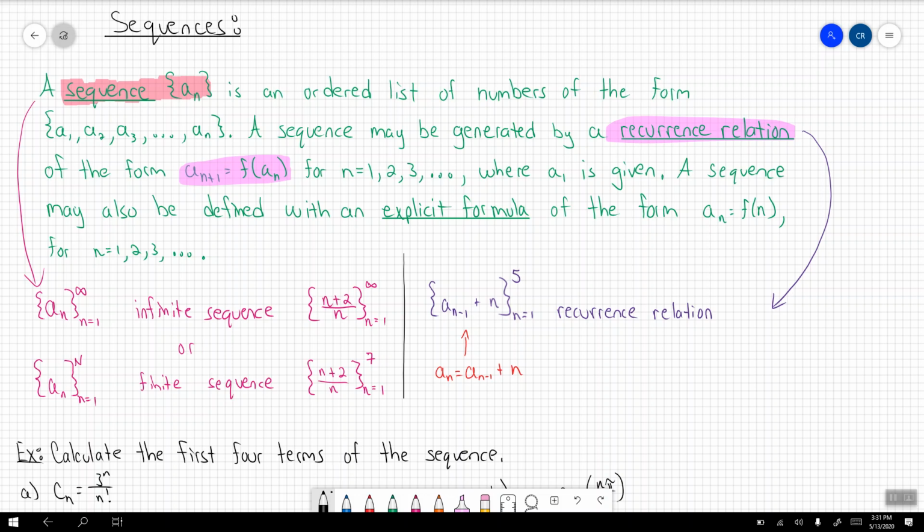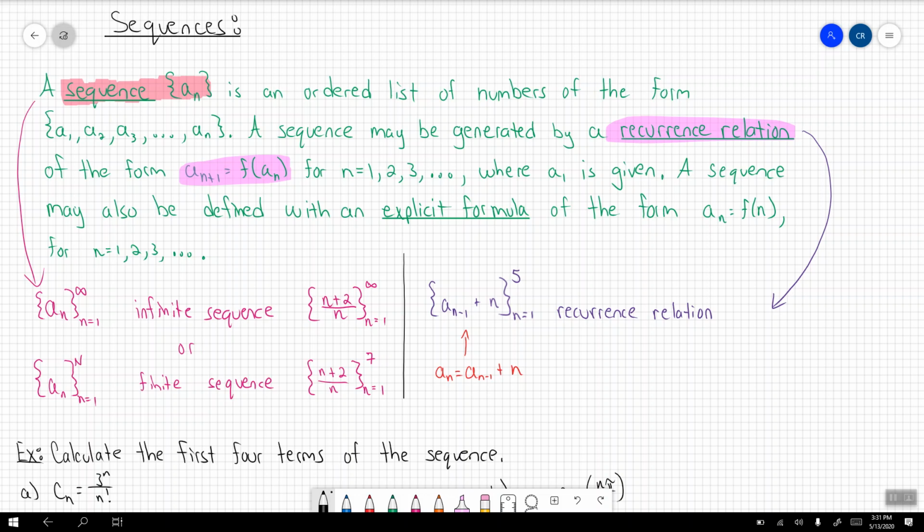Now, let's start off by defining what a sequence is. We have here on screen that a sequence has the notation a sub n, and we typically use these squiggly braces to denote that we have a sequence. This is going to be an ordered list of numbers of the form a sub 1, a sub 2, a sub 3, a sub 4, and so on, all the way to some stopping point.